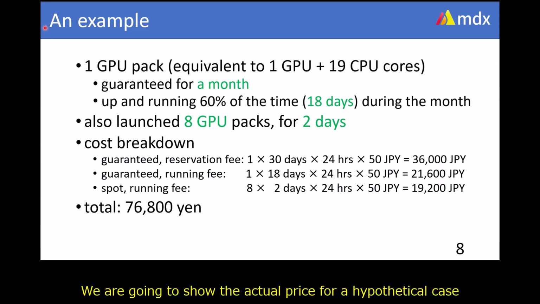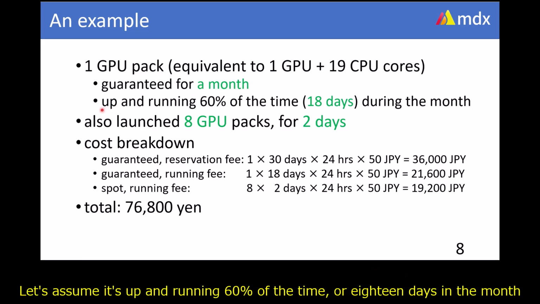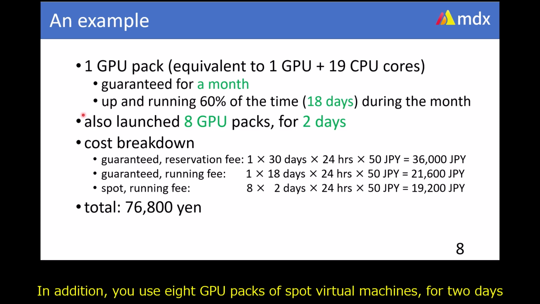We are going to show the actual price for a hypothetical case. Let's say you use a GPU pack of guaranteed virtual machine, that is, a virtual machine equipped with one GPU, for a month. Let's assume it's up and running 60% of the time, or 18 days in the month. In addition, you use 8 GPU packs of spot virtual machines, for 2 days.